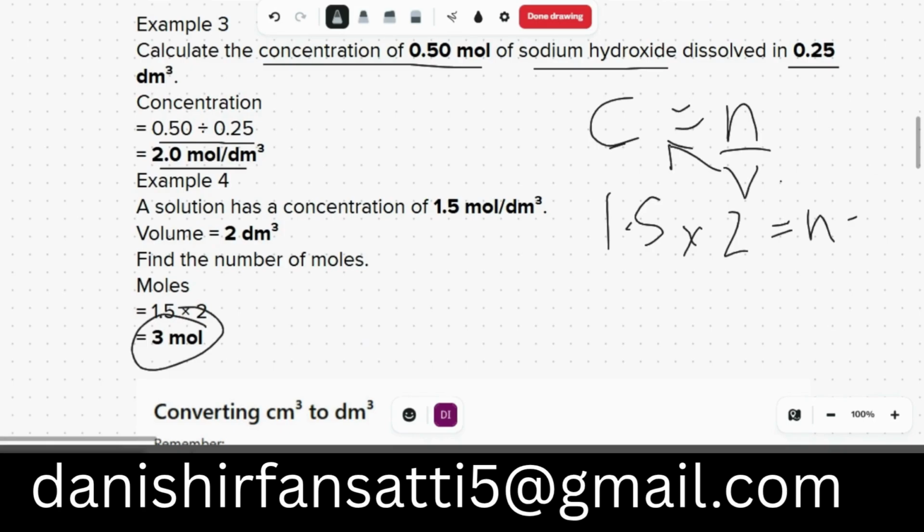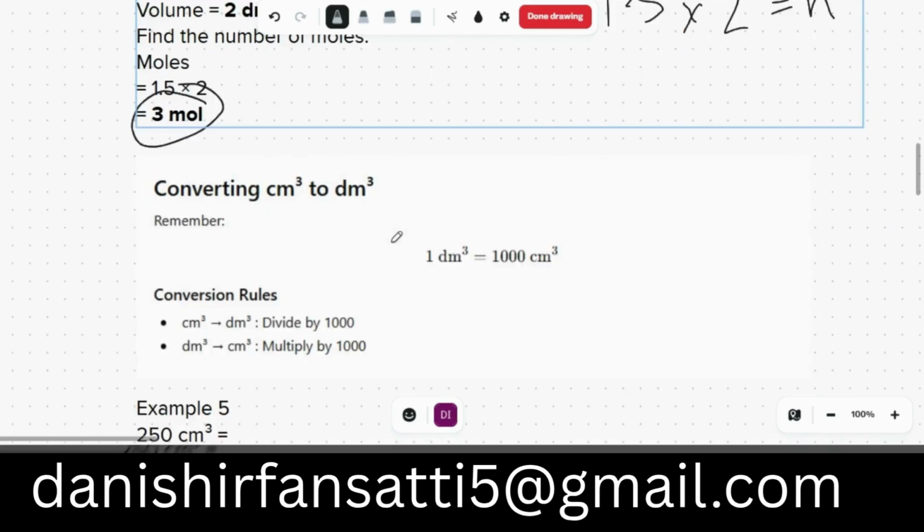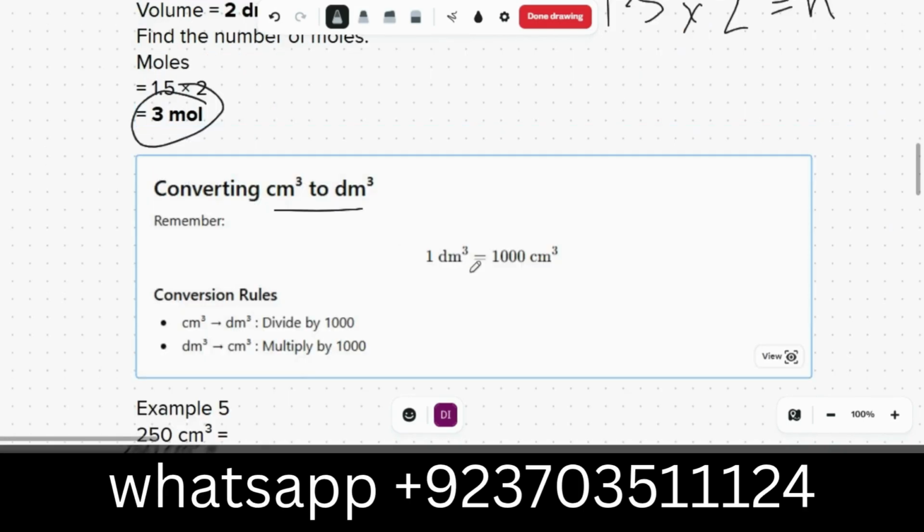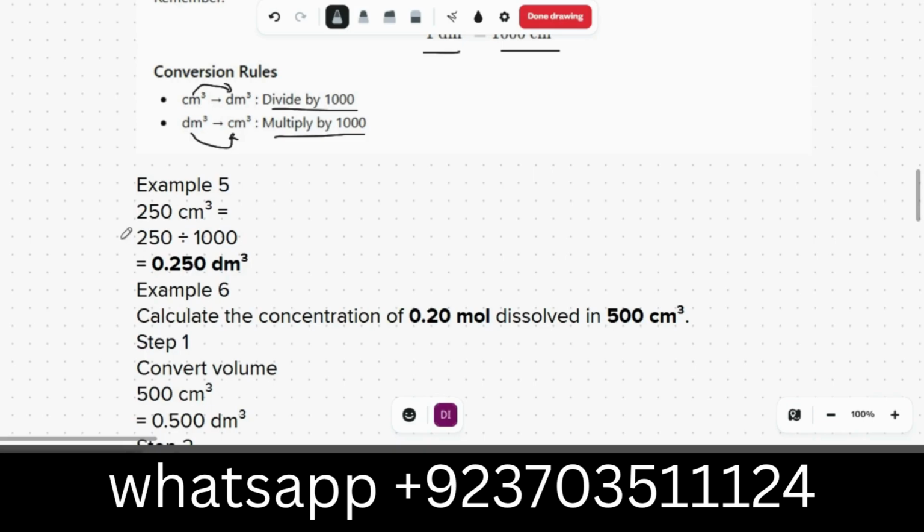Now we have to convert from centimeter cube to decimeter cube. 1 decimeter cube is equal to 1000 centimeter cube. If you move from centimeter cube to decimeter cube, you have to divide by 1000. If you move from decimeter cube to centimeter cube, you have to multiply by 1000. For example, 250 centimeter cube is equal to 0.25 decimeter cube. How? 250 divided by 1000.